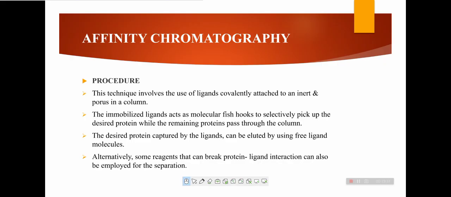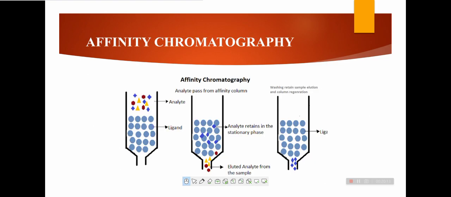Then we remove or separate the protein of interest from the affinity beads through an elution buffer. Either via pH change or salt concentration, the protein of interest will separate out. Then we will have purified an active protein of interest. Alternatively, some reagents that can break the protein-ligand interaction can also be employed for the separation of proteins. So, this is how it is performed.